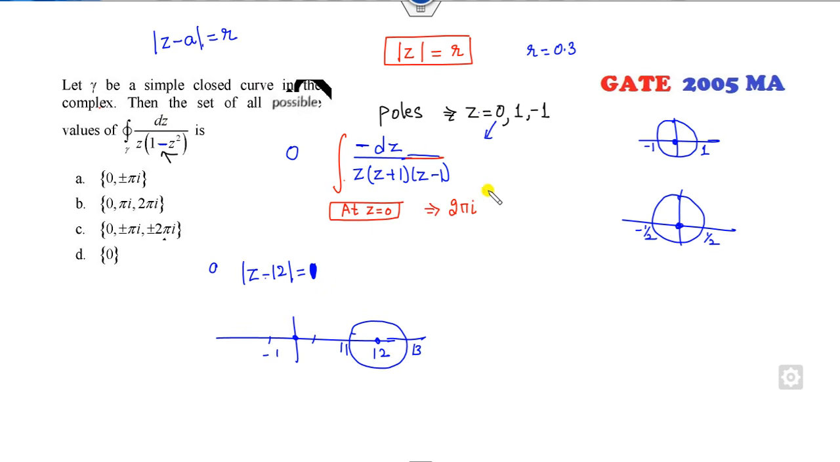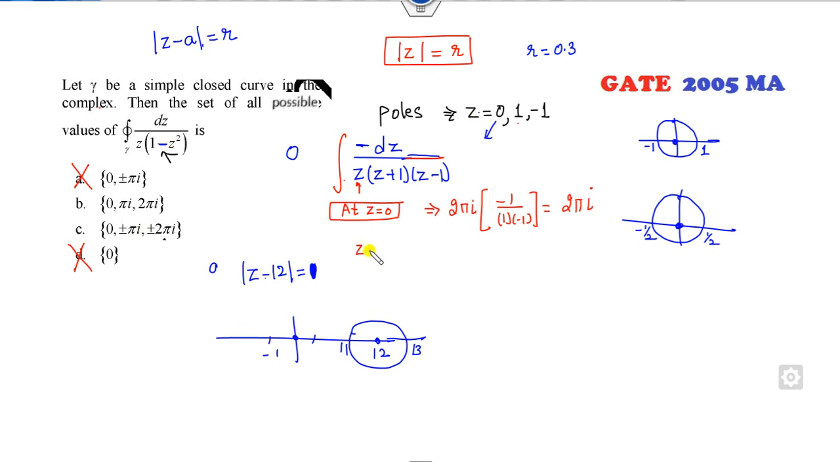2 pi iota times, I can substitute the value z equal to 0 everywhere apart from here. So it's 0 plus 1, 0 minus 1. So the right answer is 2 pi iota. So this answer does not contain the 2 pi iota. It's a plus, it's both, it again does not contain. Now we will see whether plus or minus both.